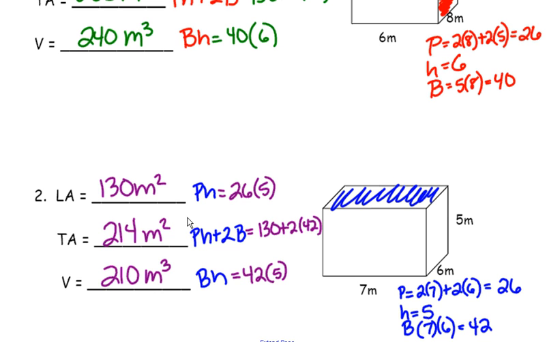All right, so you should have gotten 130 meters squared for the lateral area, 214 meters squared for the total area, and 210 meters cubed for the volume. Your perimeter should have been 26, your height should have been 5, and the area of your base should have been 42. If you got any of those wrong, please try and figure out what you did.